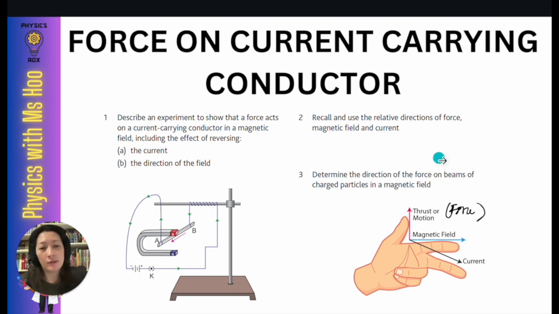Now you also need to determine the direction of the force on beams of charged particles in a magnetic field. This is related to Unit 5, Nuclear Physics, where you need to be able to determine the direction of the deflection of alpha and beta particles in a magnetic field. You also use Fleming's left-hand rule in this case, where the charged particles are represented by the middle finger for current this time. Always remember that current is flowing from positive to negative. If the charged particle was negative, then you'd have the middle finger pointing the opposite direction instead, as if it's moving from negative to positive. So remember that.